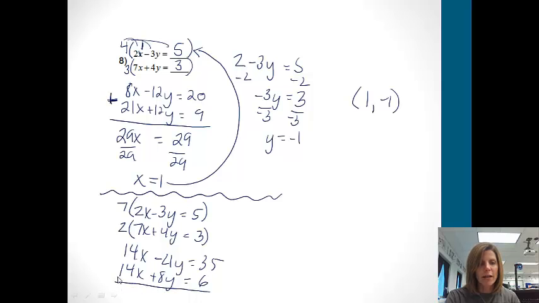Then I'd have to ask myself the question, should I add or subtract? 14x plus 14x will not eliminate, but 14x minus 14x will. So the x's will be gone. Negative 21y minus 8y would be negative 29y, and then equals 35 minus 6, which is 29. Divide both sides by negative 29, and I get y equals negative 1, which notice is the same thing that I got up there. Then I could finish it from there.